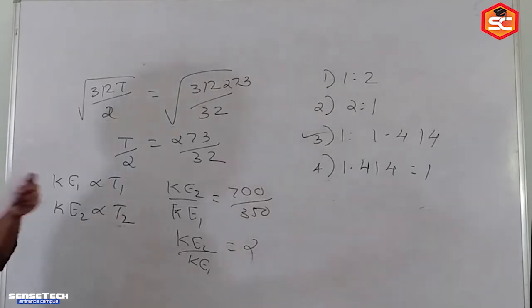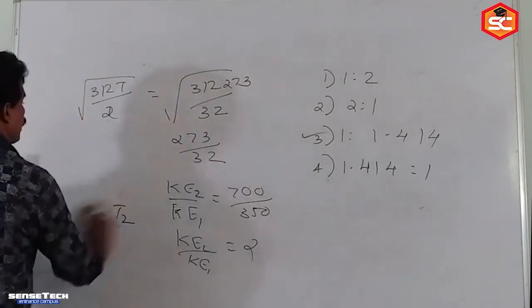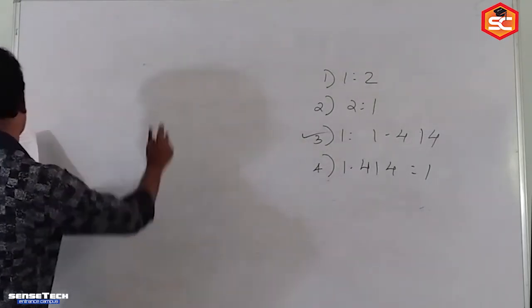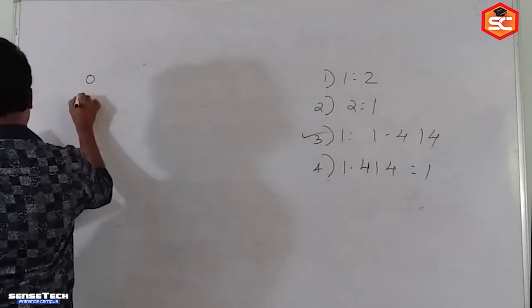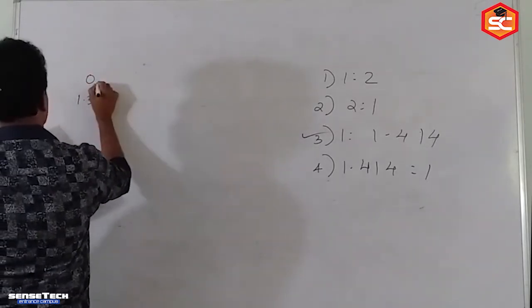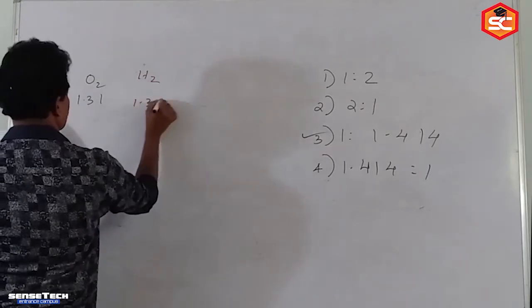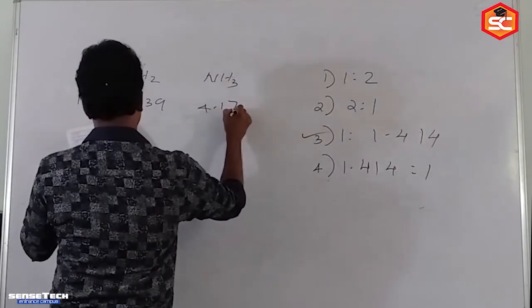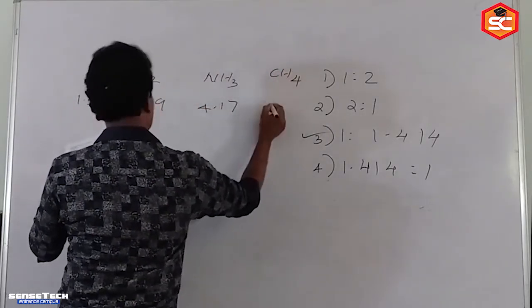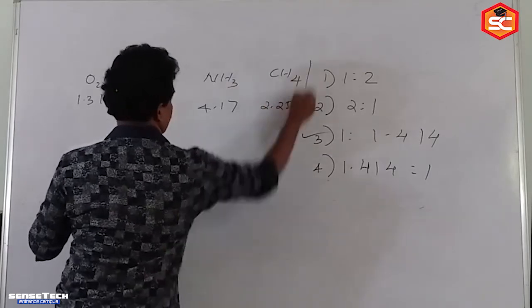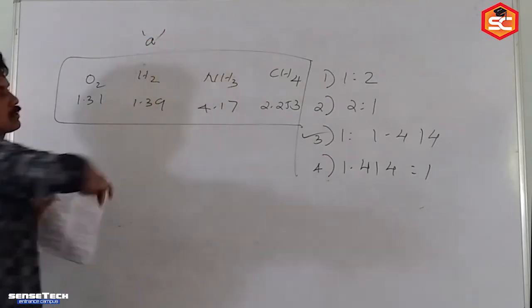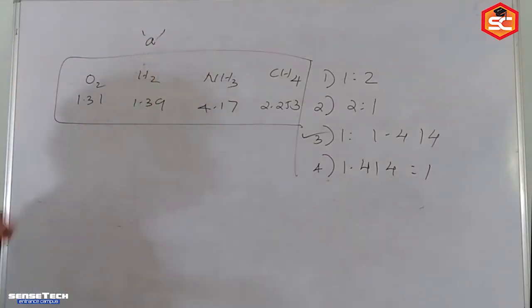Then below you are getting a table. From the table you are getting values: oxygen 1.31, hydrogen 1.39, ammonia 4.17, methane 2.253. For gases, the van der Waals constant A represents the interaction between the particles.